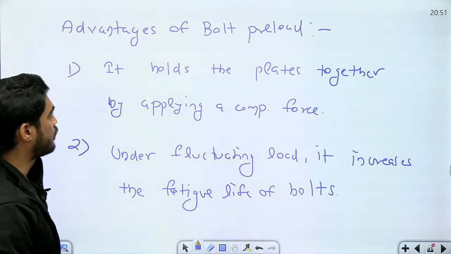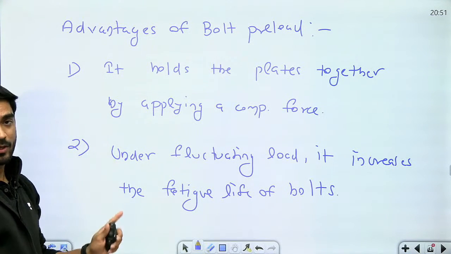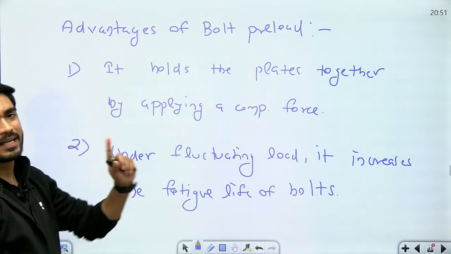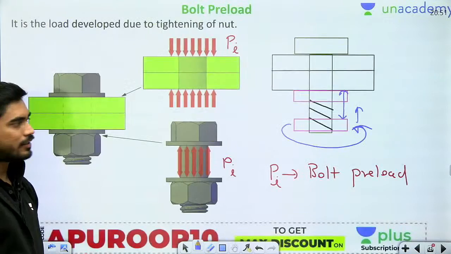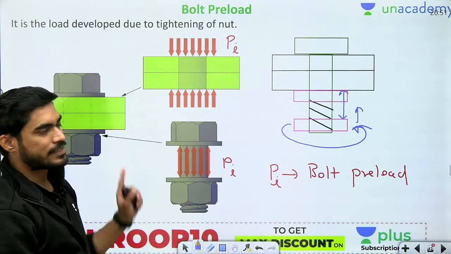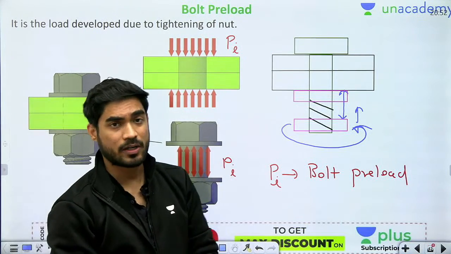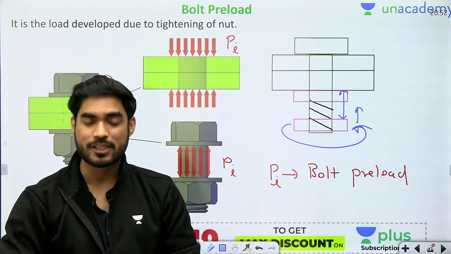ठीक है, चलो. So beta, these are the two very important advantages of bolt preload. Okay, you need to remember that. ये वाला तो मैंने समझा दिया. ये वाले में अगर घुसेंगे तो टाइम वेस्ट होगा, तो इसीलिए मैं ये वाला पॉइंट ज्यादा डिस्कस नहीं करूंगा डिटेल में. Okay, so you understand this bolt preload? Okay, so this bolt preload is very important load, and there will be stresses developed in the bolt and the plates due to this bolt preload.